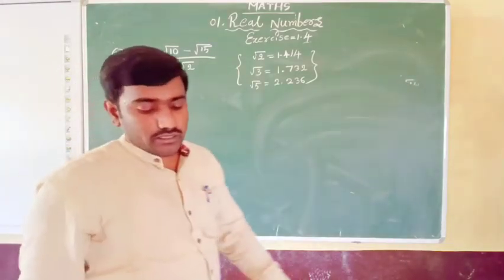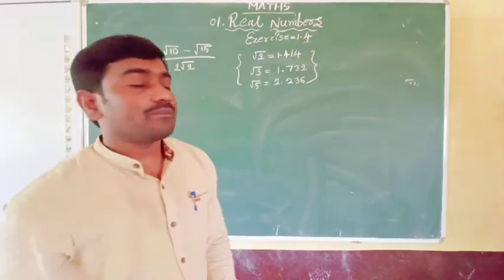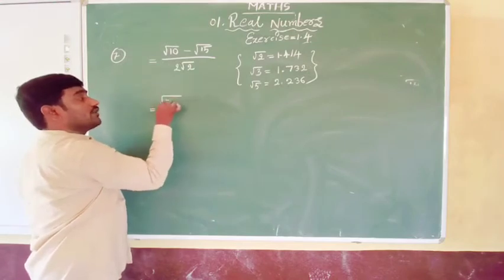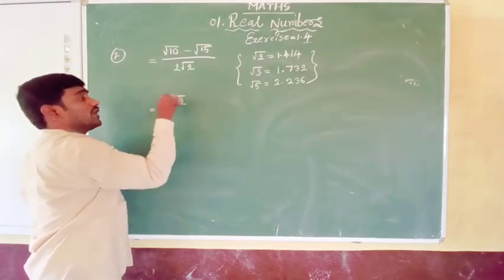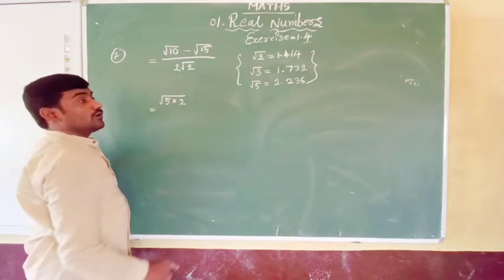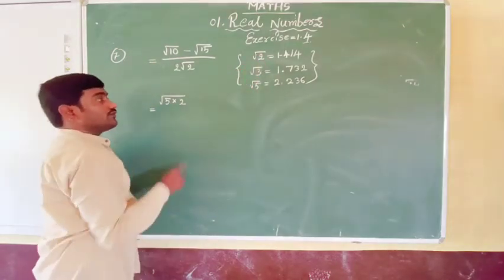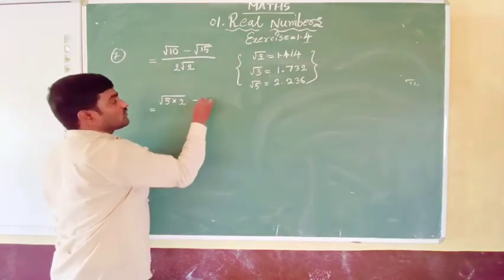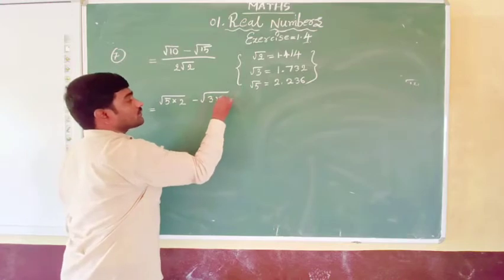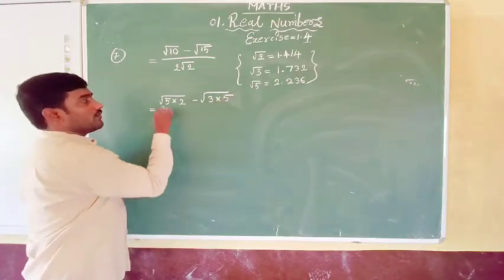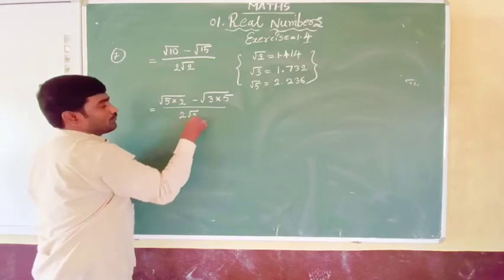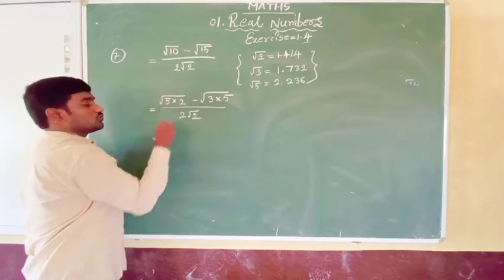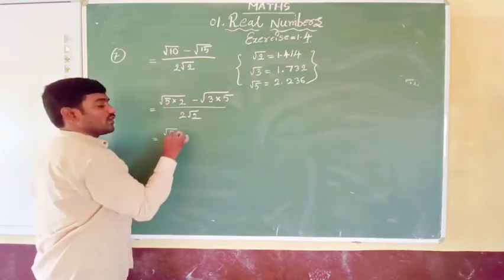So how to do it? Here I will tell you a very simple method. Root 10 can be written as root of 5 into 2. I'll change it into this form because we have only these 3 values. We have to convert these numbers into only the given roots. So root 15 we can write as root of 3 into 5, divided by 2 root 2. So root 5 into root 2.